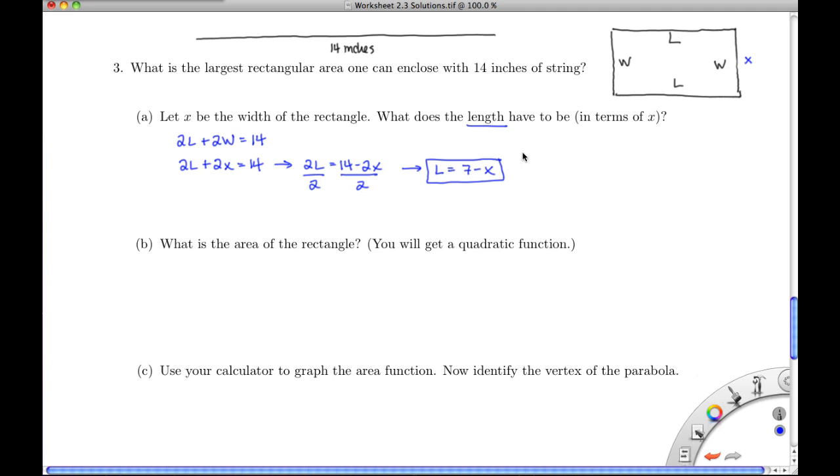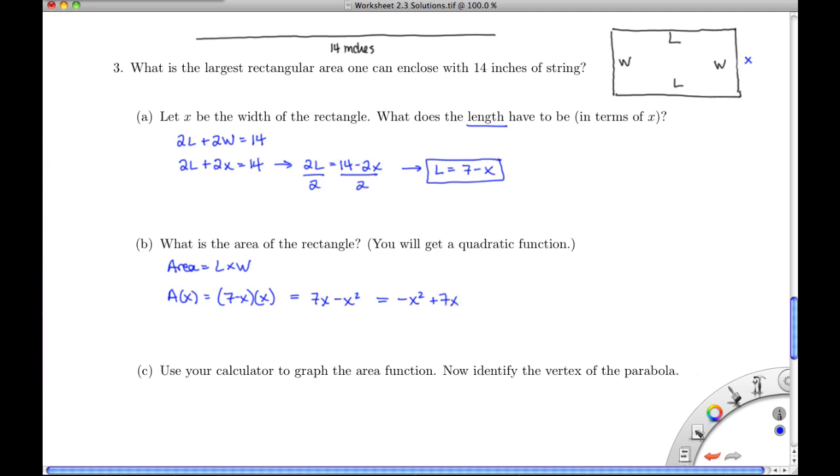Now we can create a formula, or a quadratic function, that represents the area of this rectangle, because we know that area is equal to length times width. In this case, our area, which is now a function of x, is equal to the length, 7 minus x, times the width, which is x. If we multiply this out, we get 7x minus x squared. If we needed to, we could rearrange this as minus x squared plus 7x. It doesn't really matter how you think about it.